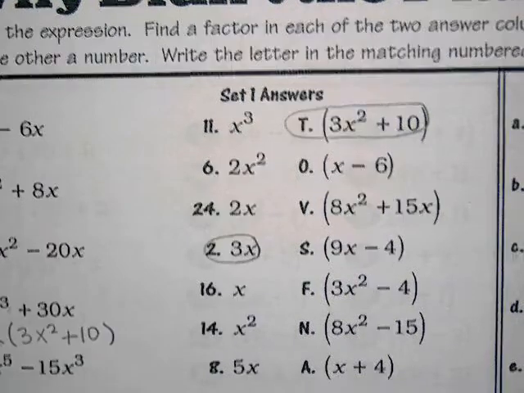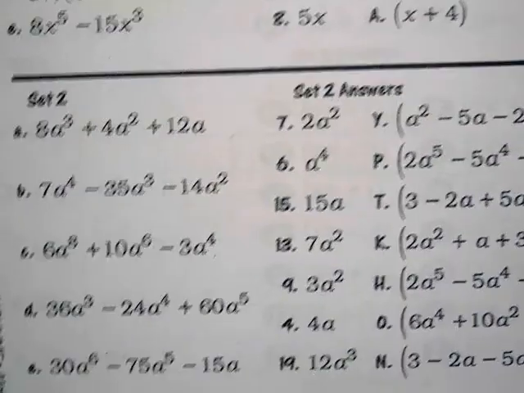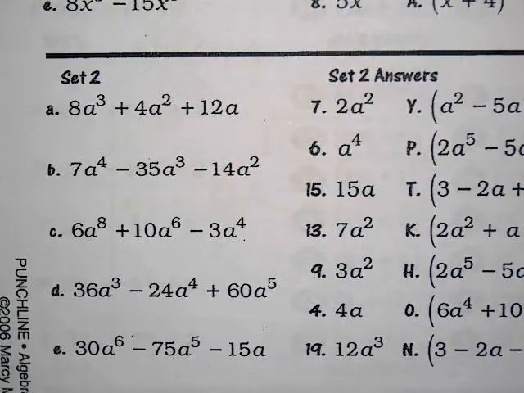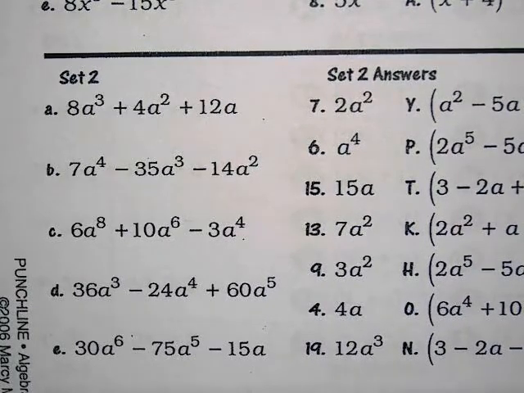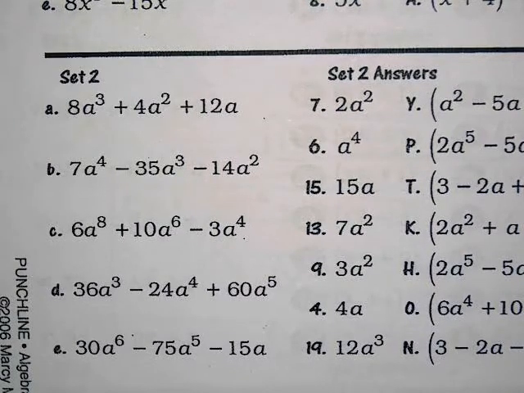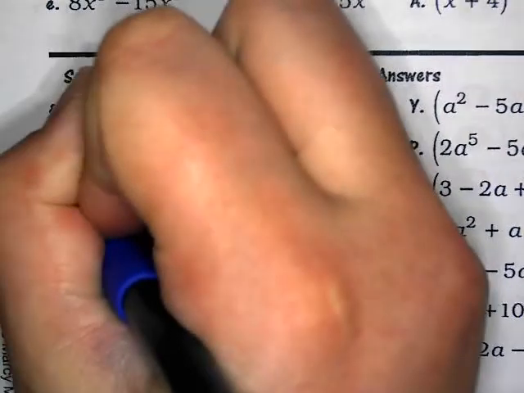Okay, let's move on to set 2. Set 2 has some really complicated problems, so maybe we'll want to do more than one of these. So which problem do you guys want to try first? B? D? Let's try B first, and then we'll try another one. So if you look at problem B, we have a 7, we have a 35, we have a 14. So between 7, 35, and 14, what number can you divide out? You can take out a 7. All of those have a 7 in there. So I'm going to take out a 7.